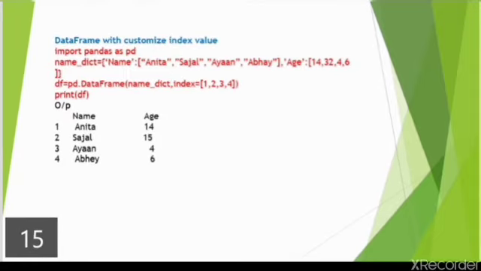Now data frame with customized index value. Now I am giving the value of index. Earlier by default it was given, but here I am providing the index. Name dictionary, same thing, I am passing name and age. Okay, but here it is changing, you see pd dot data frame name dict index 1 2 3 4. See, the index is changed, name is same and age is same.